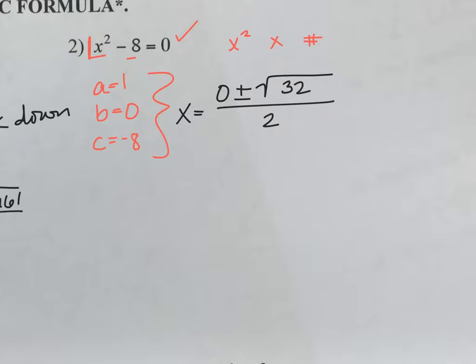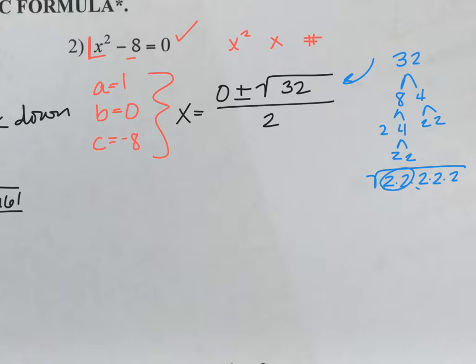All right, so now we're back to the part where we're going to break this down. Oh, sorry, break down 32. So if I do that, 8 and 4, 2 and 4, 2 and 2, 2 and 2. Remember, I need to make pairs. So there's 5 2s. I can make 2 groups, which is going to give me 4 on the outside, square root 2. So if I rewrite that in my equation, I have x equals 0 plus or minus 4 square root 2 over 2.